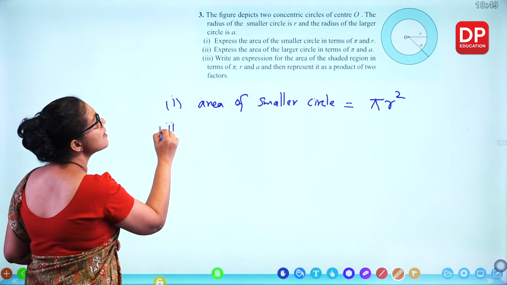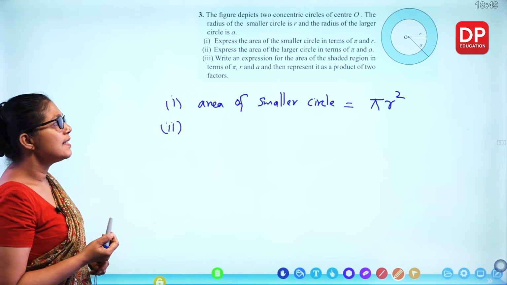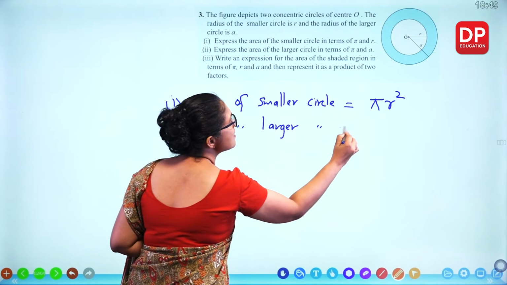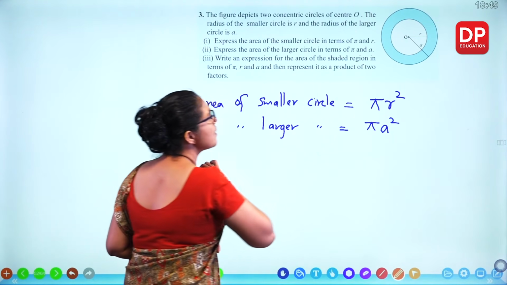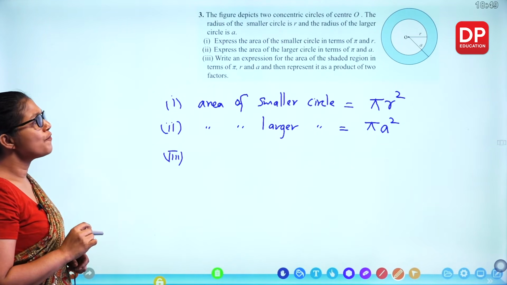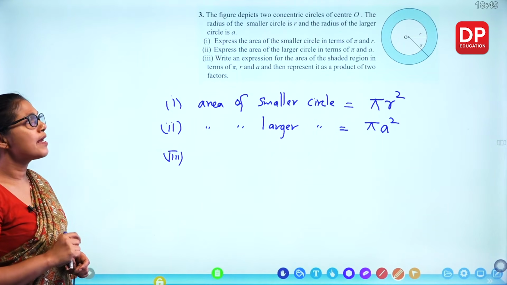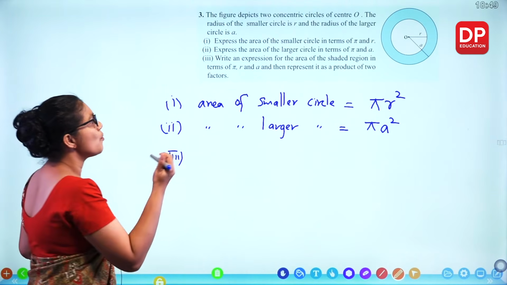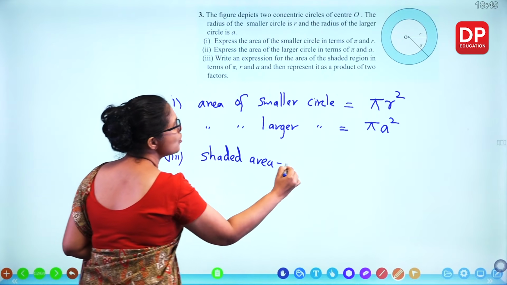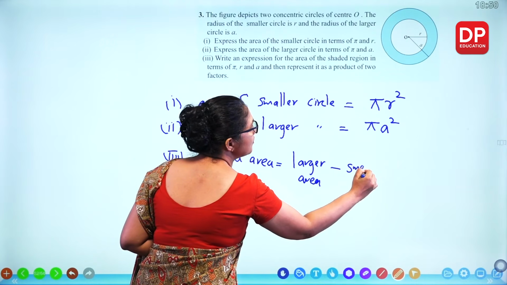Then second part is asking area of the larger circle. So what's the radius of the larger circle? That's a. So area of larger circle is pi a squared. Now the third part, they ask write an expression for the area of the shaded one. So we can see when you subtract the smaller area from the bigger one, you get the shaded area. So what we can do, shaded area is equal to larger area minus smaller area.